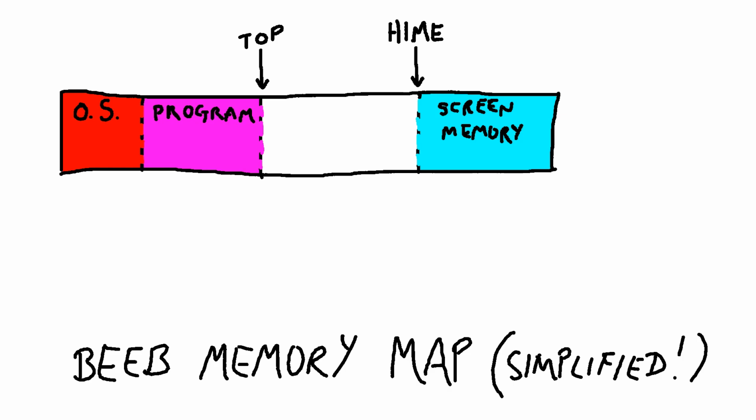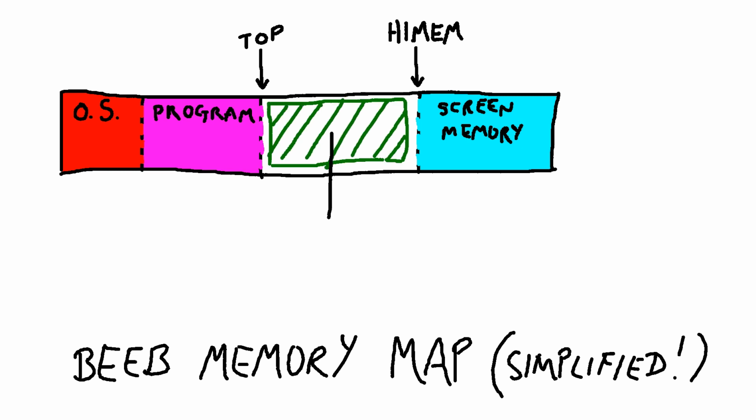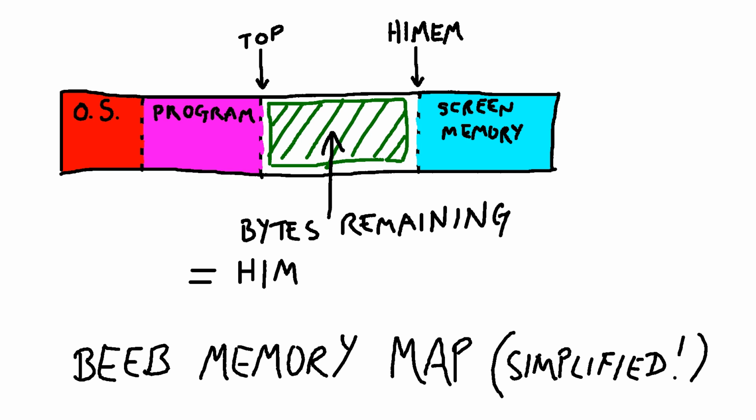And now we come to our fourth and final pseudo-variable, HIMEM. This is an important pseudo-variable because it indicates the memory ceiling for our program. Any memory beyond the memory address of HIMEM is reserved for screen memory. This means that if you subtract the value of TOP from the value of HIMEM, you can see how much memory you've got left for your program. Although it remains a static value within a given mode, HIMEM will change depending on which mode you're in.